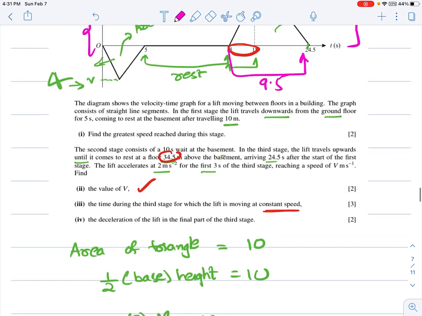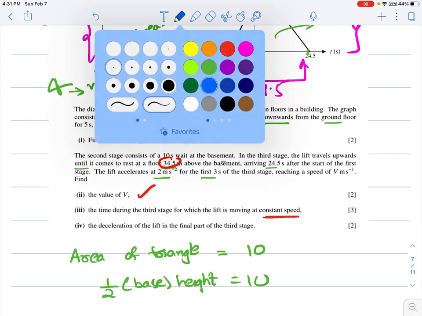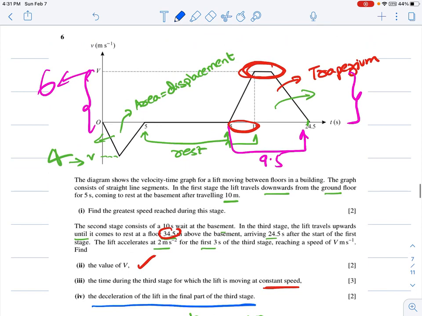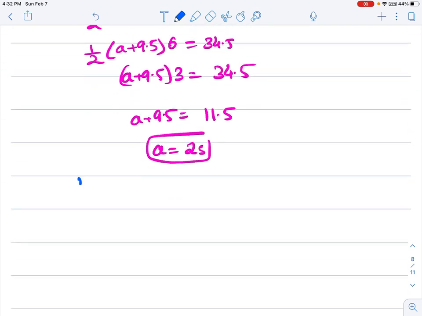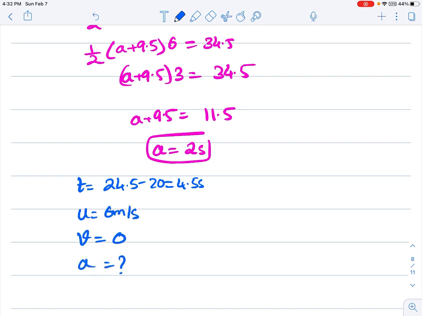Now he is finally asking, what is the deceleration of the lift in the third stage? Deceleration. So 2 seconds, right? It's already 18 seconds, so 18 plus 2 seconds, 20 seconds. So deceleration is from 20 to 24.5. During the deceleration, the time is 24.5 minus 20, which is 4.5 seconds. And initial velocity, it was moving with 6 meters per second. It's coming to rest, right? So final velocity is 0. Deceleration is equal to how much? It is being asked.